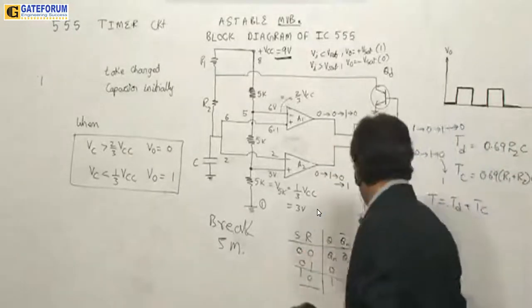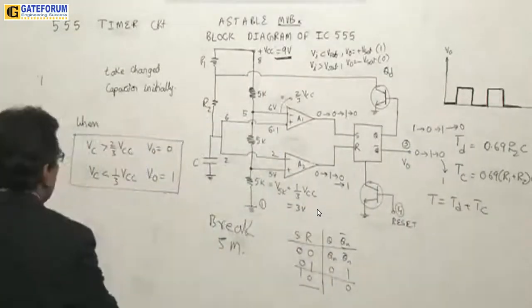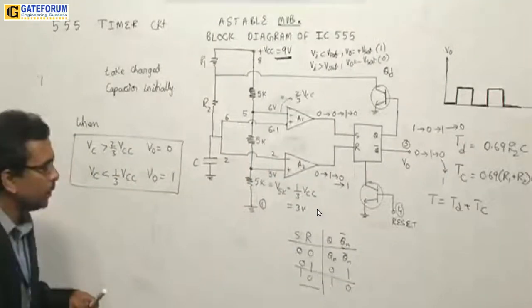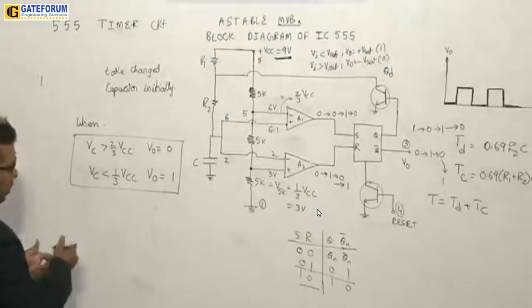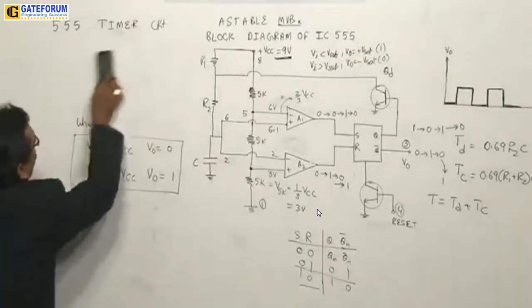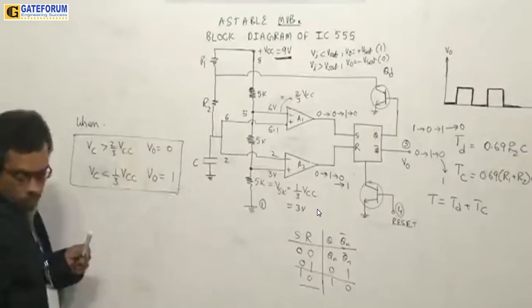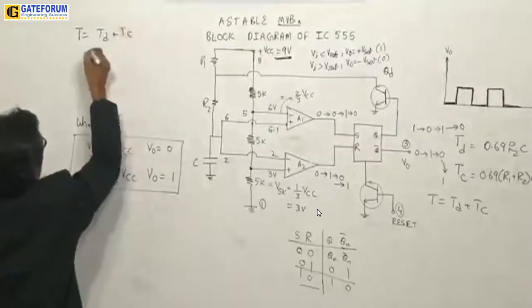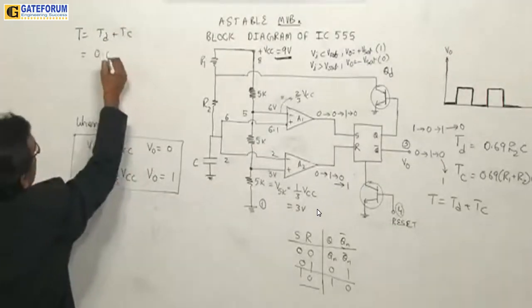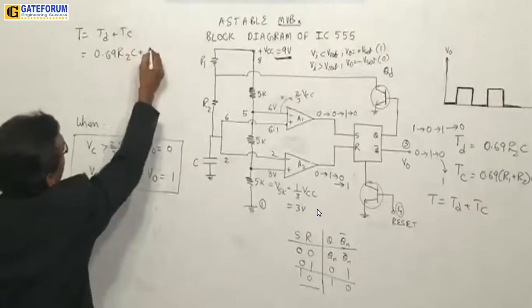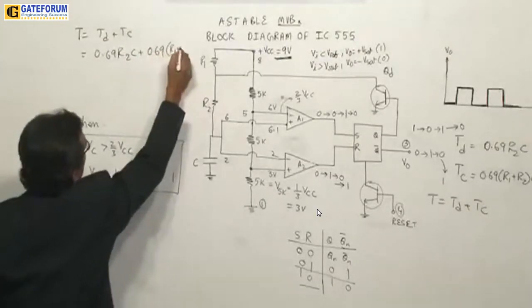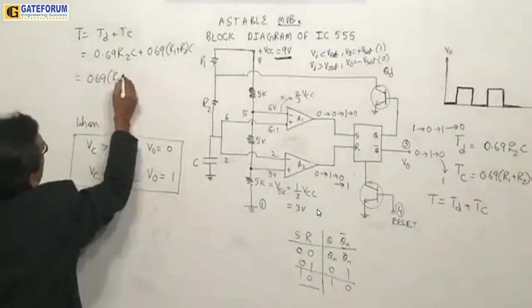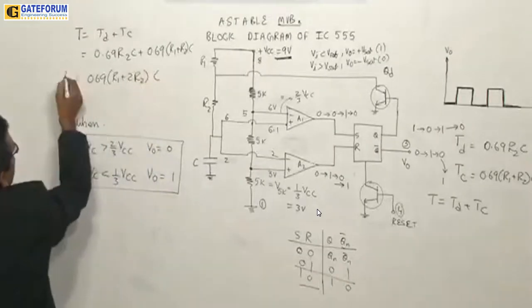Now let us complete this part on the time period. You are supposed to get the time period like this. As I have written here, T is equal to TD plus TC. TD is given as 0.69 R2C, plus TC, 0.69 (R1 plus R2)C. So the total time period will be 0.69 (R1 plus 2R2)C. This is the time period.